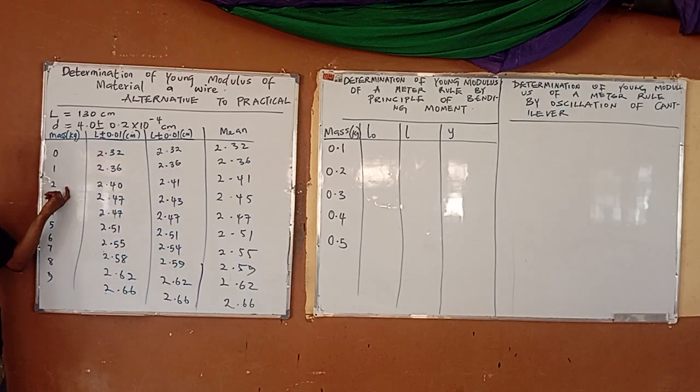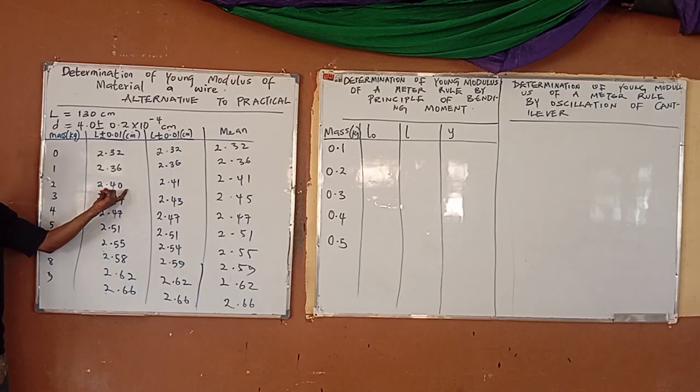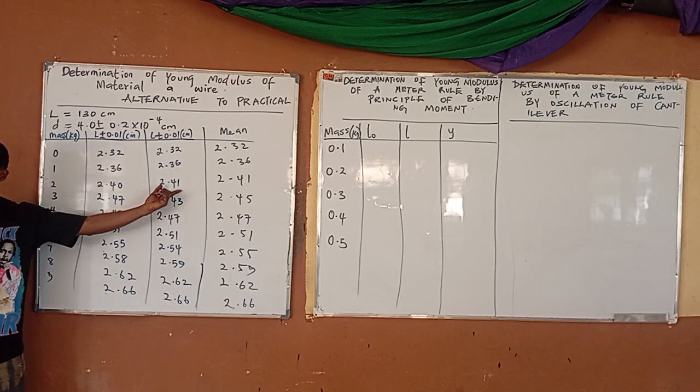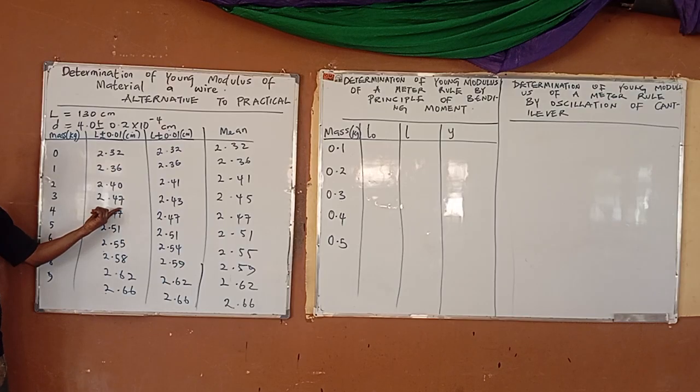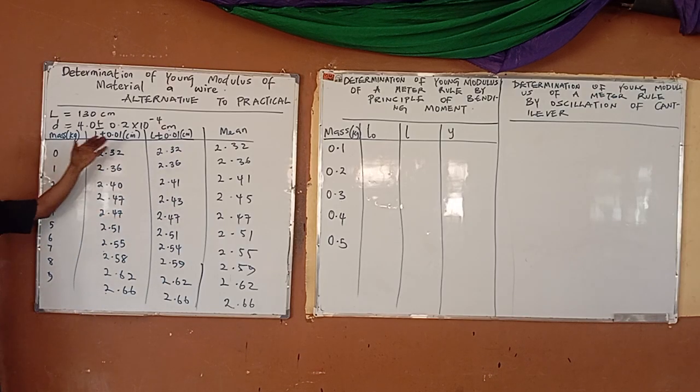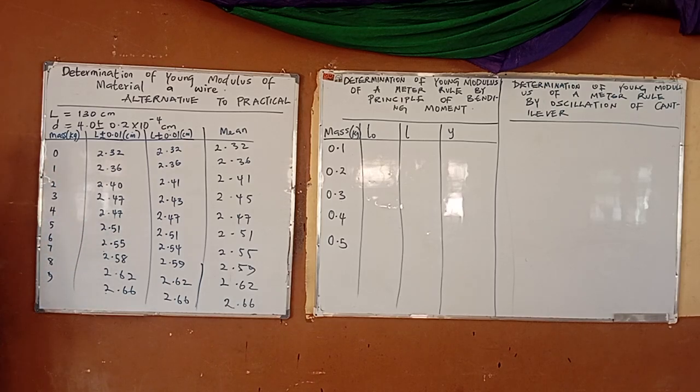So you put the load. When you put the load, that is the increasing. Then when you remove it, you still go and measure it. You put the load, you check the measurement. When you remove it, you still go back and measure it. So that is what they did here, and they got all these readings.